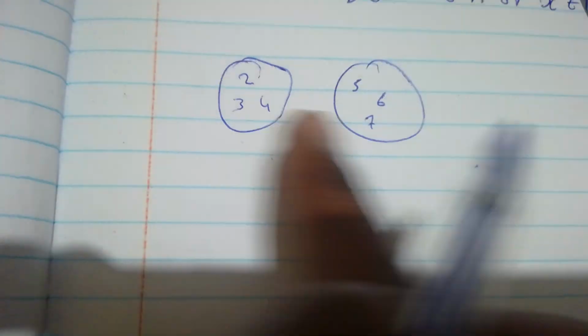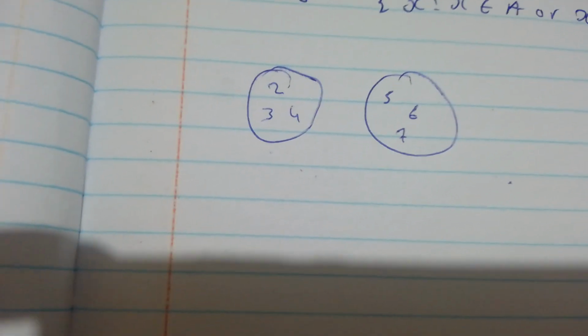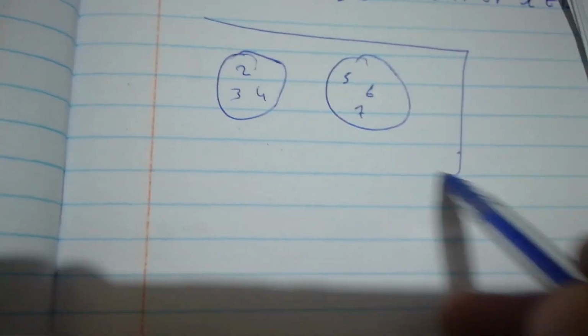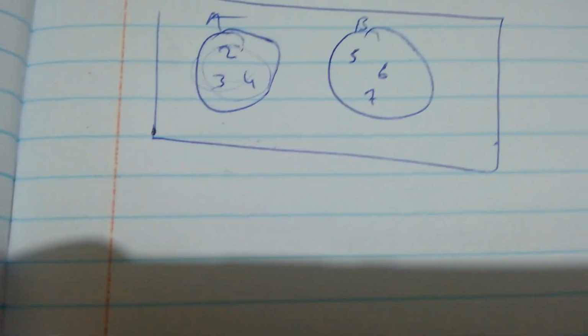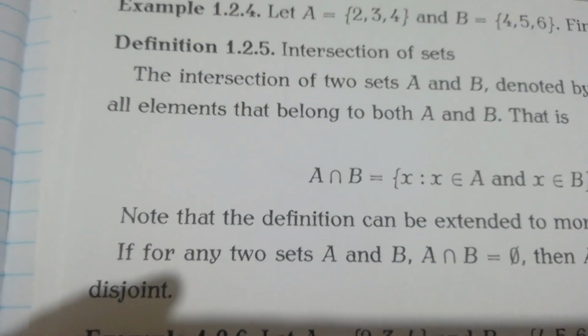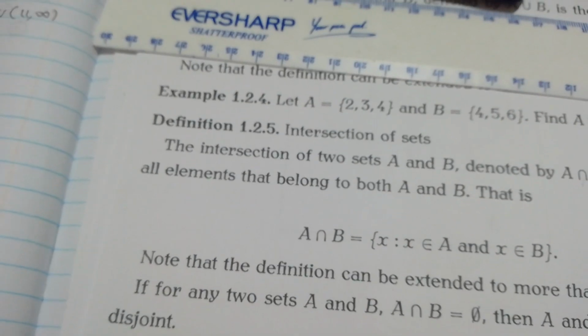So the intersection of these sets will be empty. So this will be a disjoint set. If you are to list here, A is going to have these elements, and B is going to have these elements. Nothing here is common. That's what they basically mean with this term when they say that it will be a disjoint set.